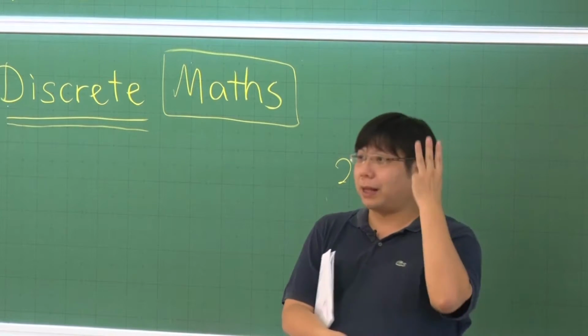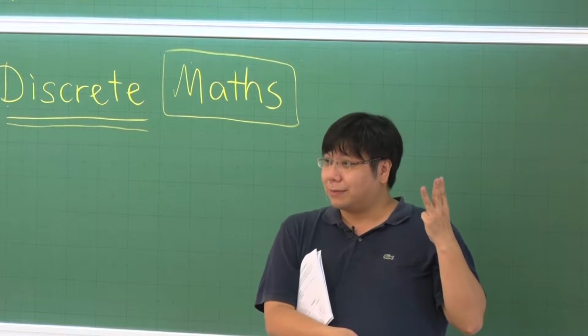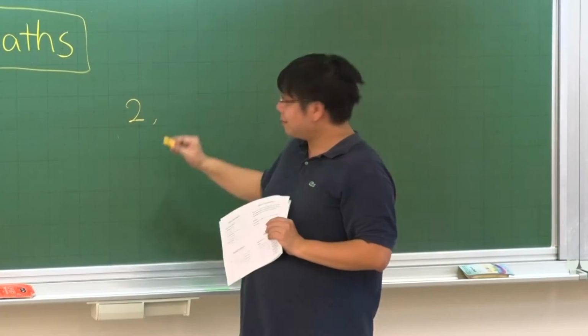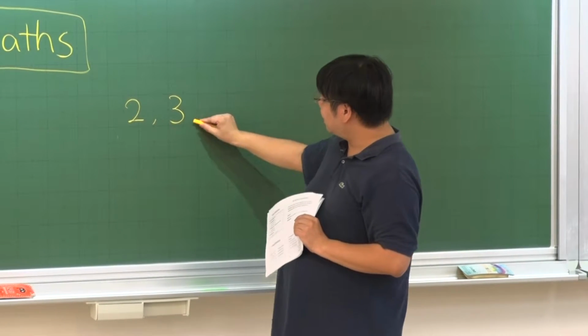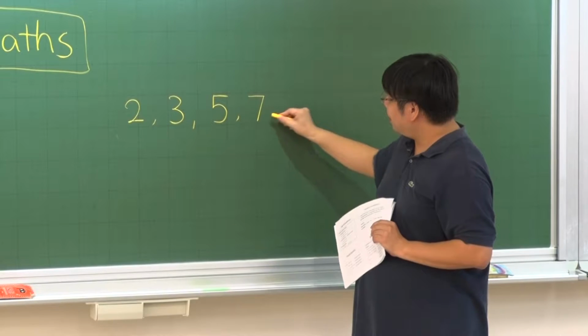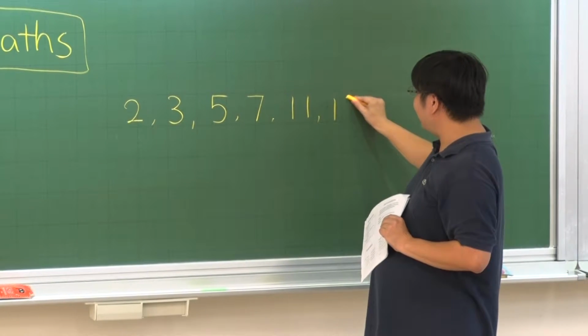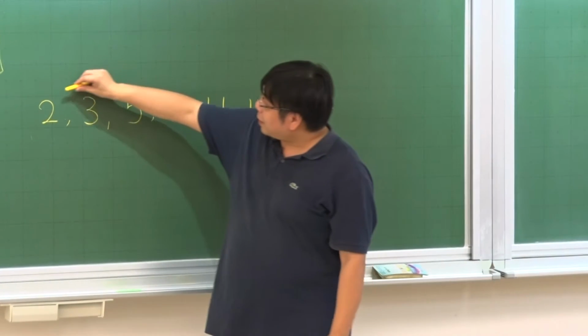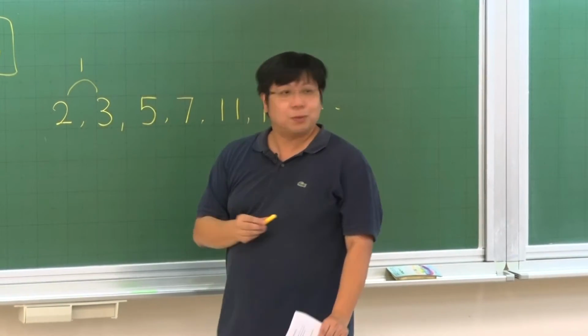It can be divided by 3 properly. Okay? So what are the primes? 2 is a prime, 3 is a prime, right? And then the next one is 5, and then the next one is 7, and then 11, 13, and so on and so forth. So 2 and 3, in between the gap is 1.